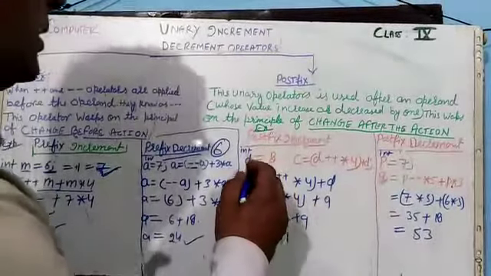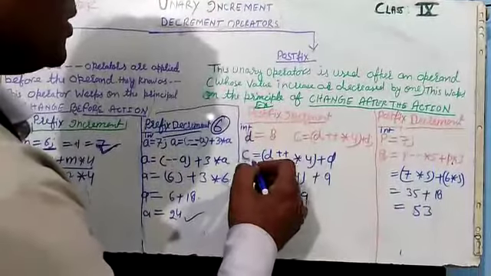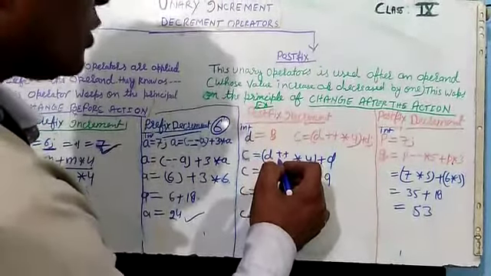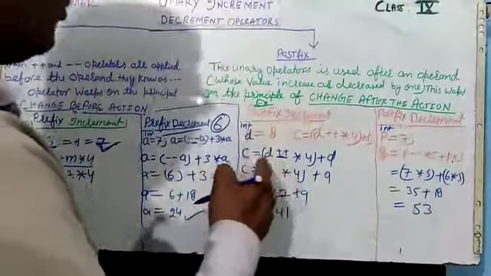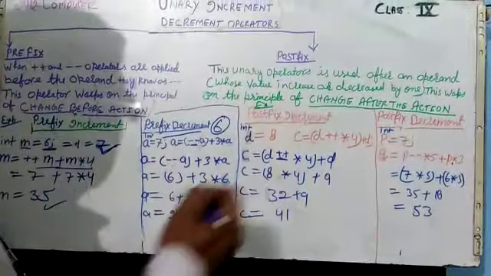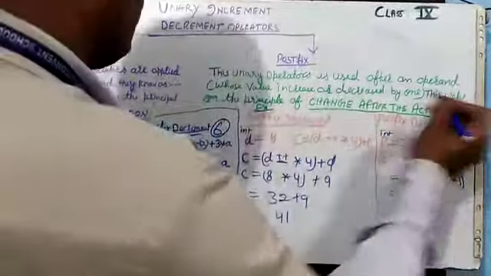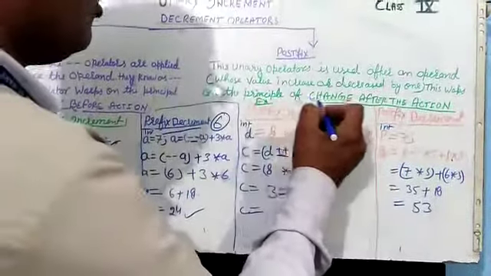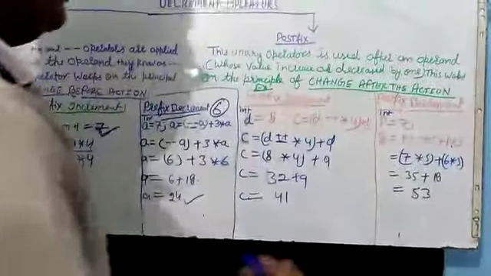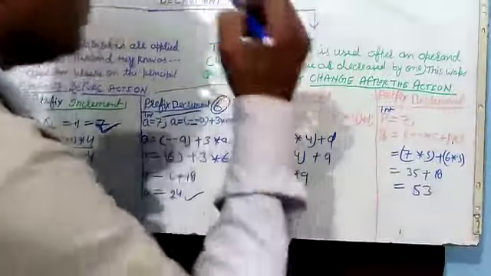Now postfix increment. The value of d is given as 8 and this is the expression c is equal to d postfix increment multiply 4. This is the postfix. After the operand we are using this sign, that is called the postfix increment. Then we have to see the principle of the postfix. This works on the principle of changing after the action. Means after the calculation, the value of d will be changed.